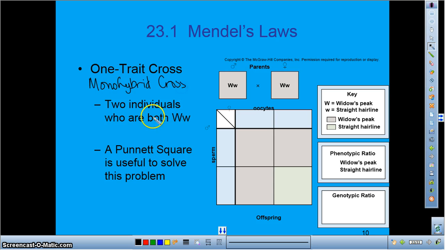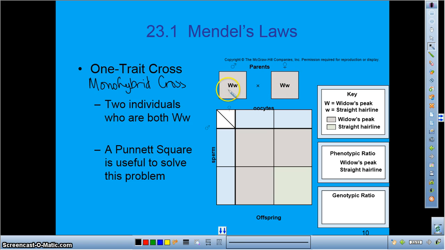So two individuals are both big W, little w. So this is information that's already given. Here's the dad and here's the mom. And we're going to use a Punnett square to determine what the possibilities for their offspring are. Because they're not both homozygous dominant, we can't automatically tell what it is.